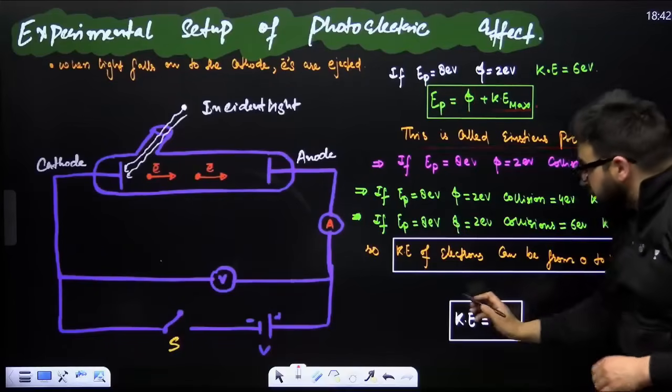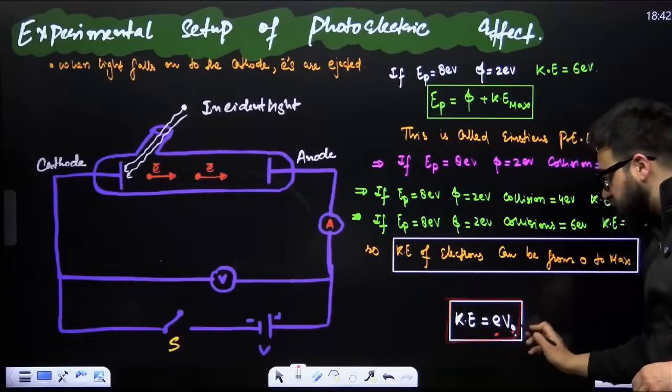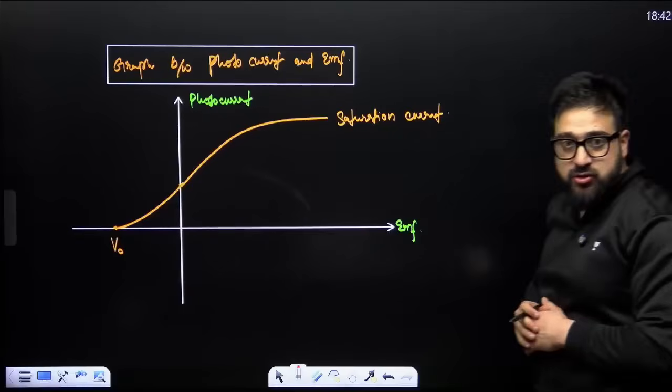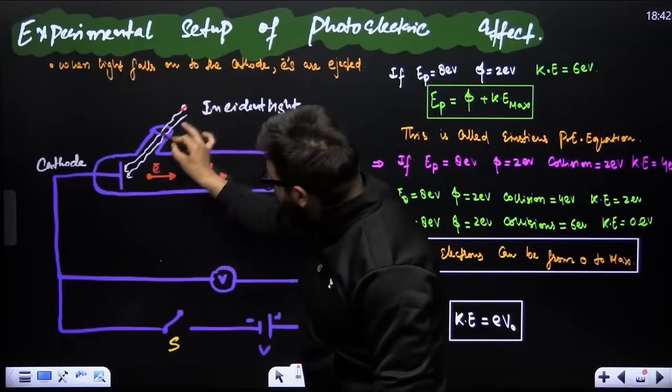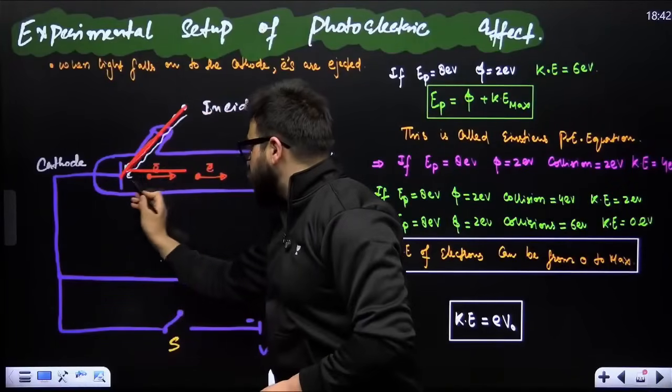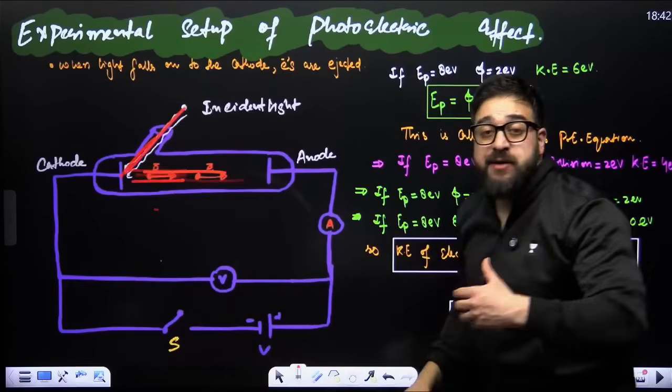And my dear NEET aspirants, we also say the kinetic energy of the electron is eV0, where V0 is the stopping potential. You need to remember this also. And when photons fall on the metal surface, on this cathode, electrons come out of the cathode and start moving. When they start moving, they create photocurrent.